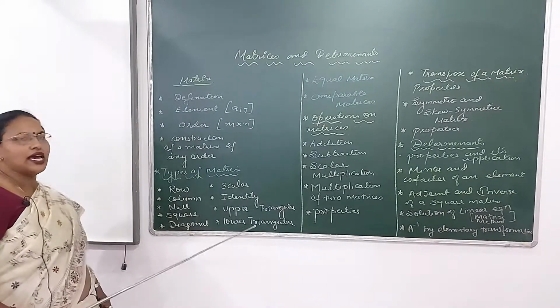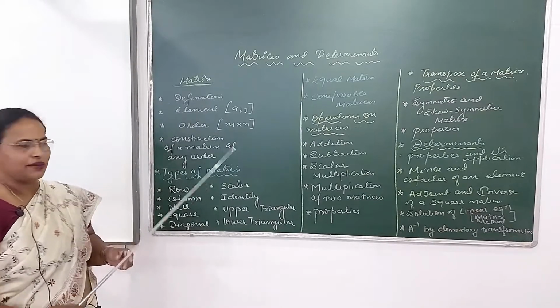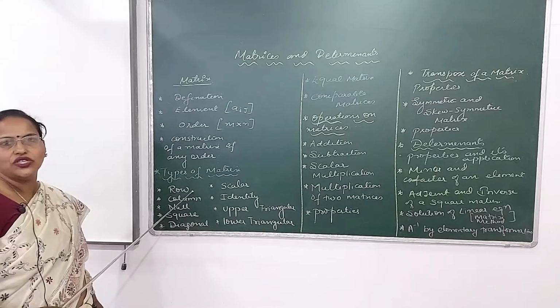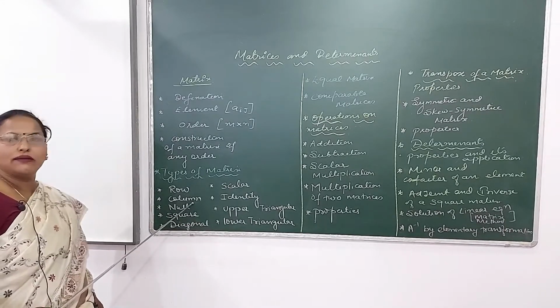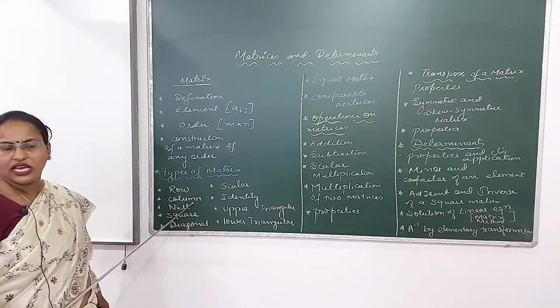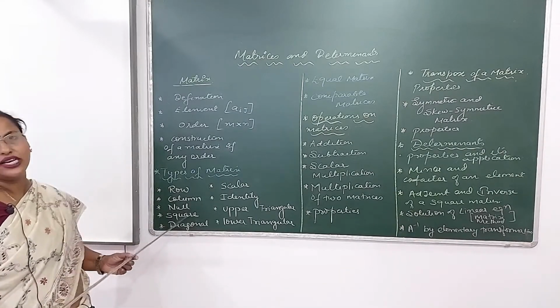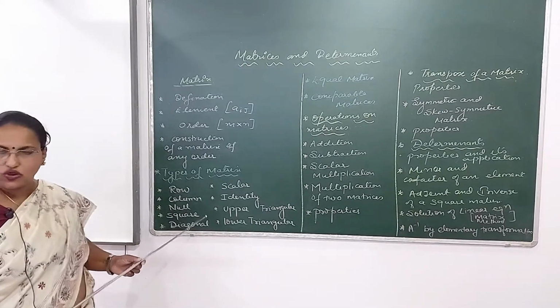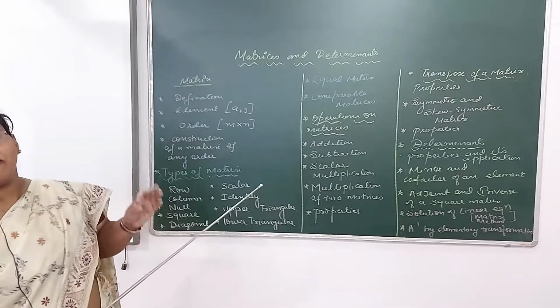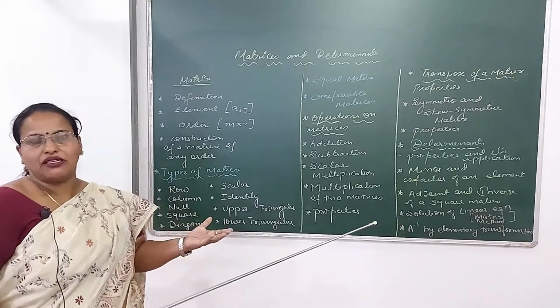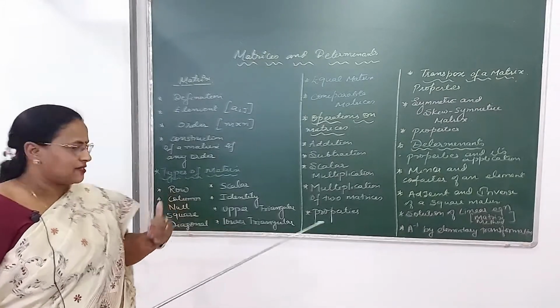Now coming to the types of matrices. What are the types? Like row matrix. A matrix having a single row is called a row matrix. Column matrix. A matrix having a single column is known as a column matrix. Then comes the null matrix, or another name for it is zero matrix. If each and every element of the matrix is zero, then the matrix is called a null matrix.